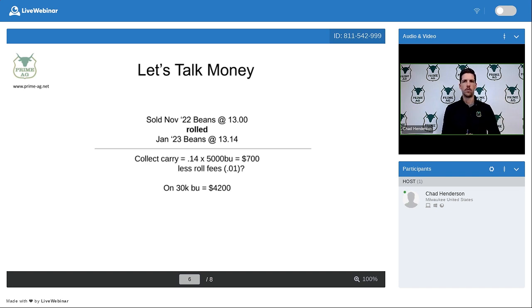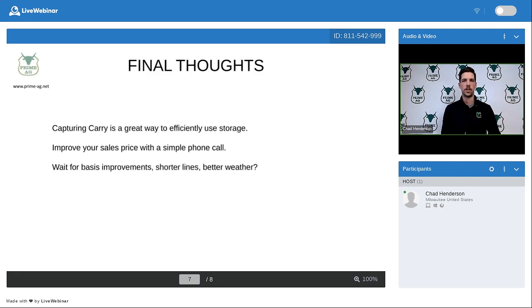So keep this in mind. Watch for that. Watch the spread. Watch the difference between contracts, especially if you have storage. Final thoughts here. Like we just said, capture the carry, a great way to efficiently use the bins that you have. Again, an easy way to improve your sales price. Simple phone call. If you're doing this on the board, call your broker, roll it ahead. No big deal. If you do this at your elevator with the physical bushels, call your elevator manager, have a quick chat, roll them ahead.